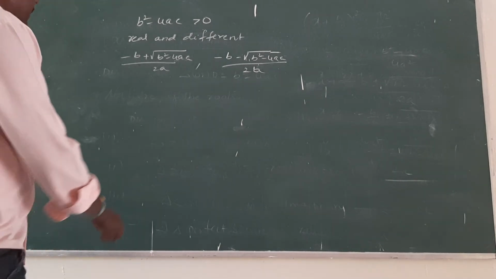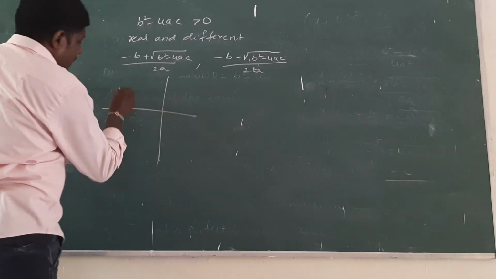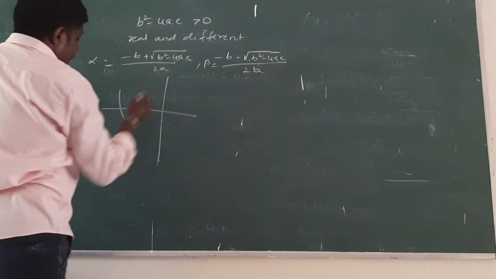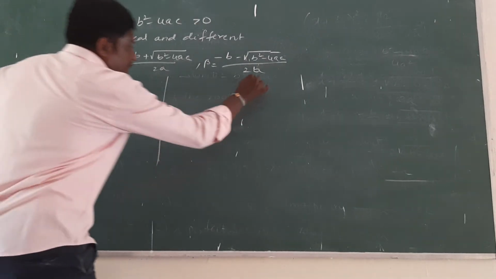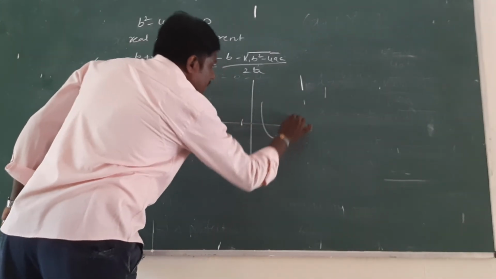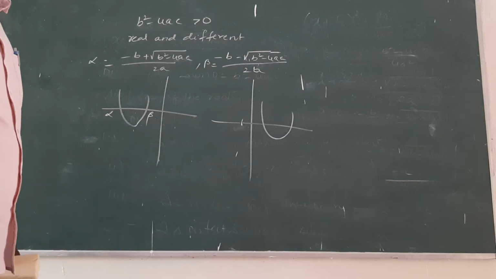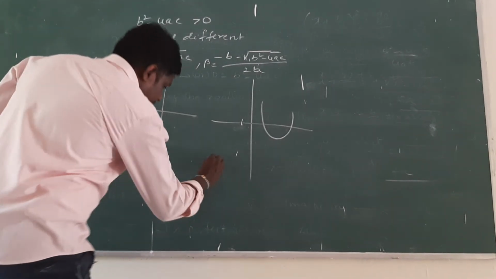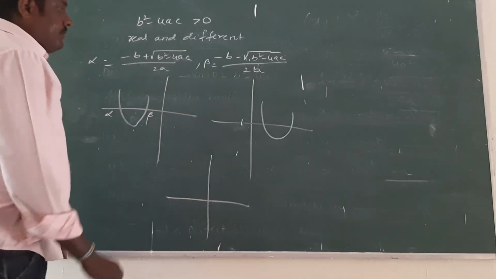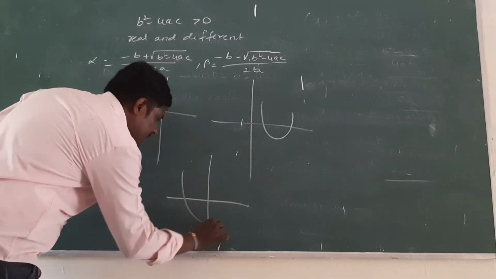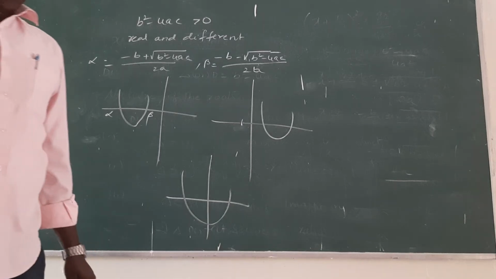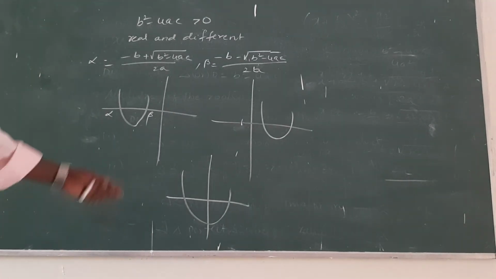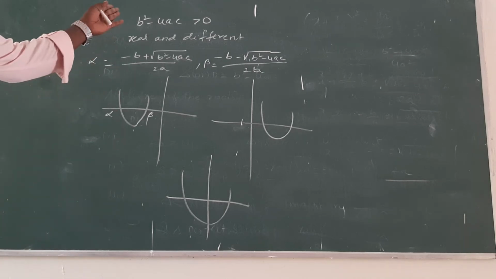The graph of the quadratic polynomial may look like this. Let's say this is alpha, this is beta. Otherwise, it may come like this. Otherwise, like this. Maybe in these three cases, one case will be satisfied if delta is greater than 0.